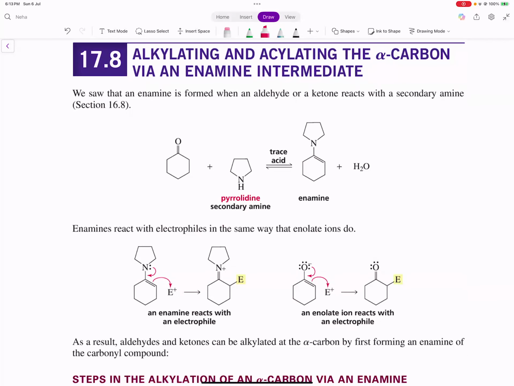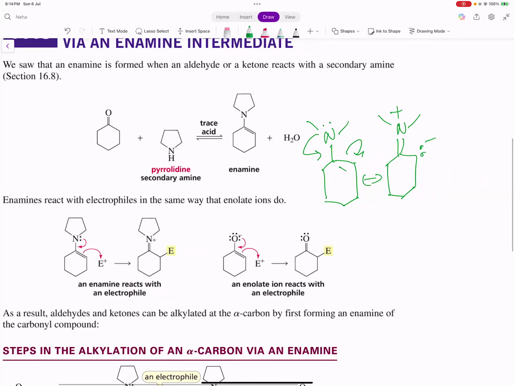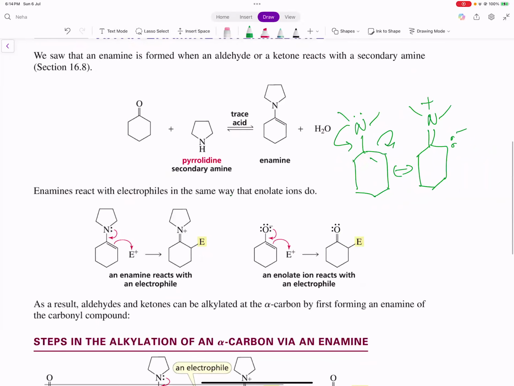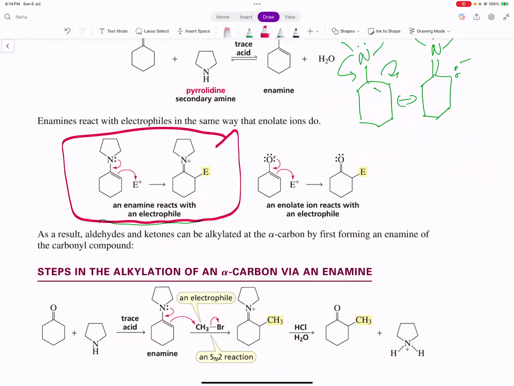Now enamines. So enamines are intermediates. What are they saying? If we make the resonating structures of the enamine, for example, here, this is the enamine, and I'll just draw this. The lone pair will come here, and so this is a negative at the alpha carbon, right? So the same thing, E plus, any electrophile, can react. Just the same as this reacts.